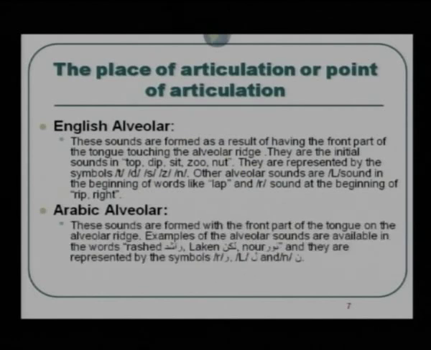Now, the English alveolar sounds. Here the tip of the tongue articulates against the alveolar ridge. Okay? We have a number of sounds of English that are considered as alveolar. These are t, d, s, z, n, l, r. Okay? So these sounds are alveolar.